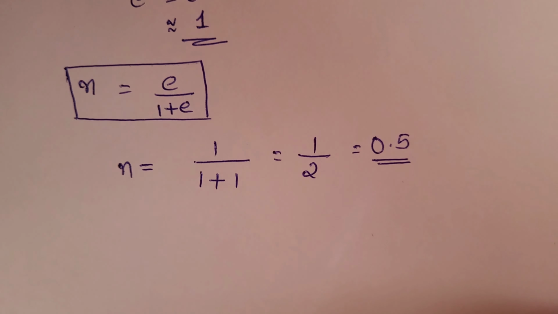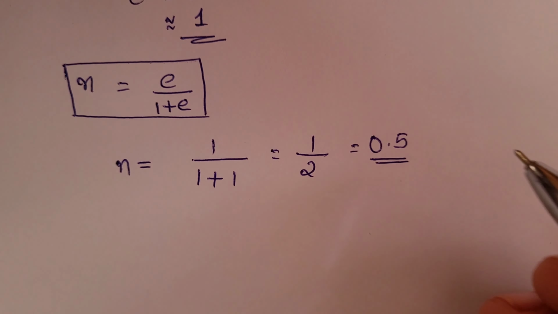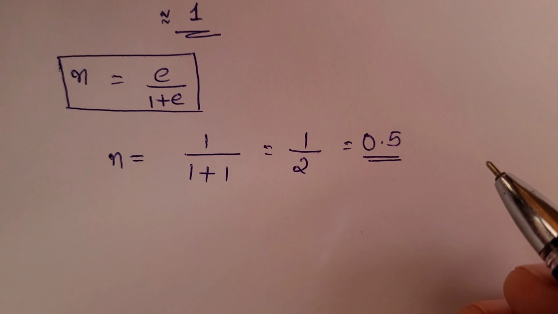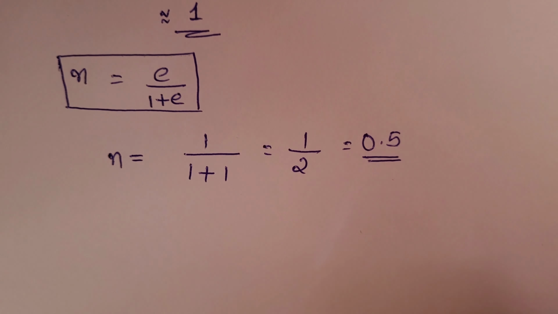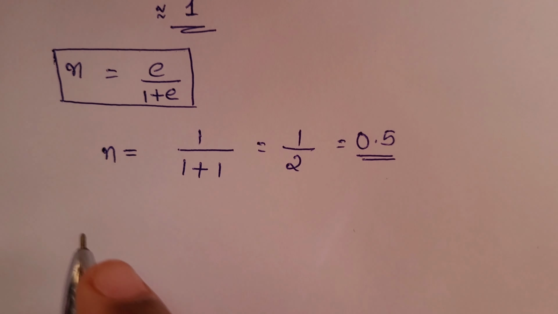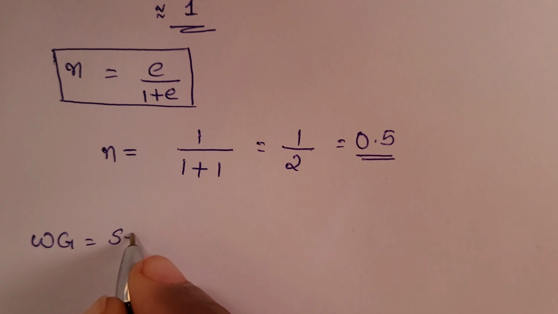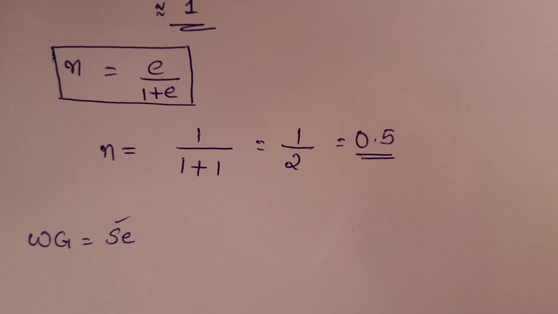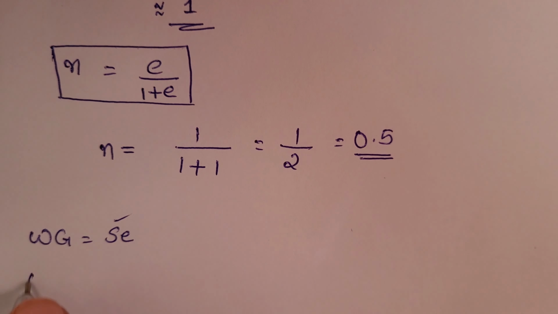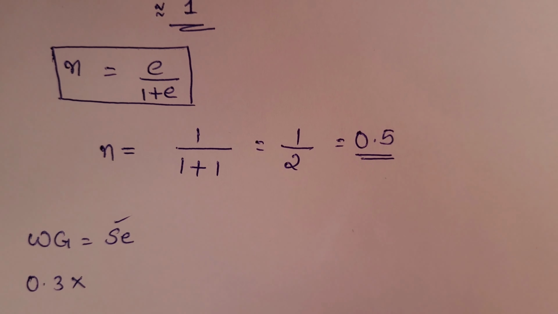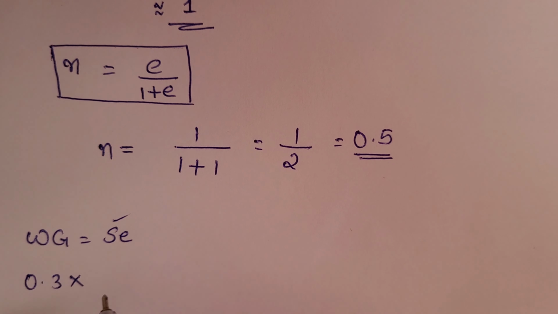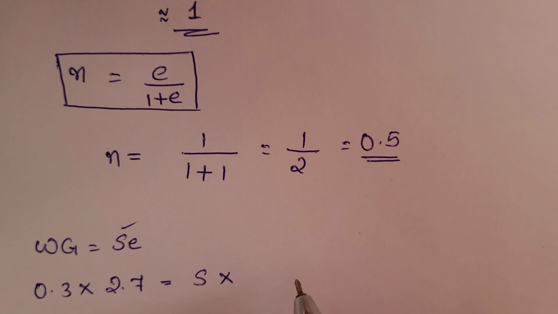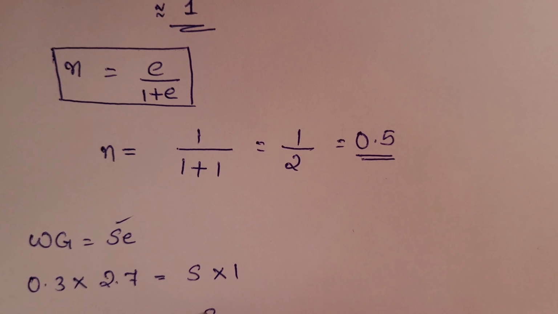Then here we know value of e, G and w. Then we have to find out degree of saturation. The very important equation, wG is equal to Se. From this we can find out the value of degree of saturation. Here water content is 0.3 into value of G is 2.7 equals S into value of e is 1. On solving, degree of saturation S is 81%.